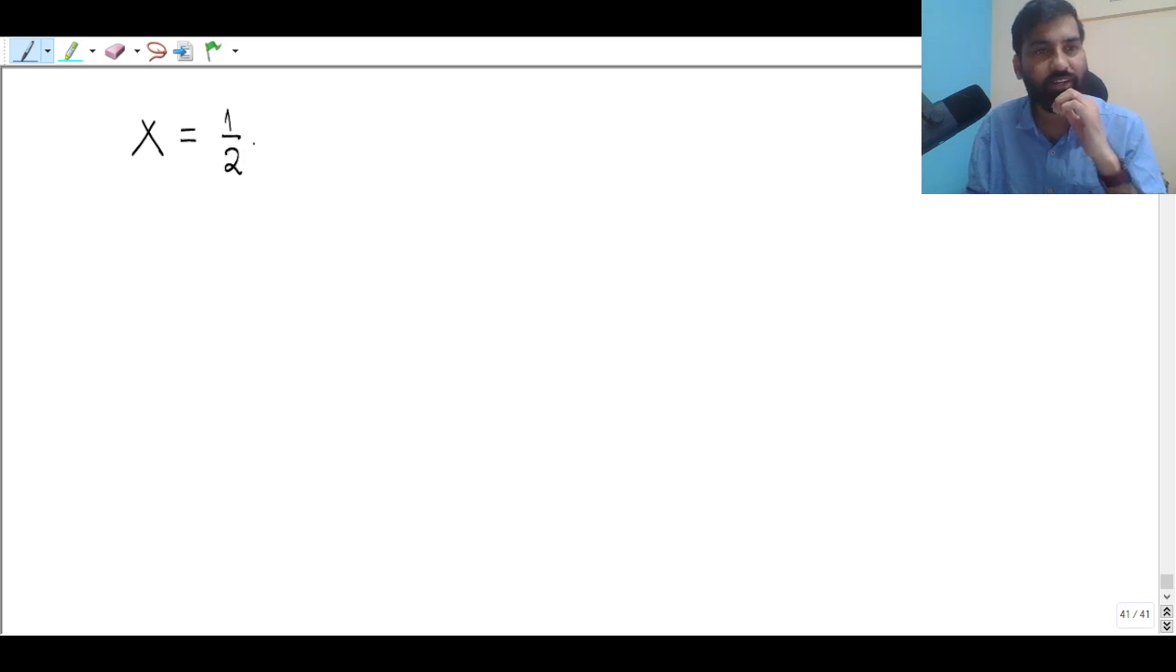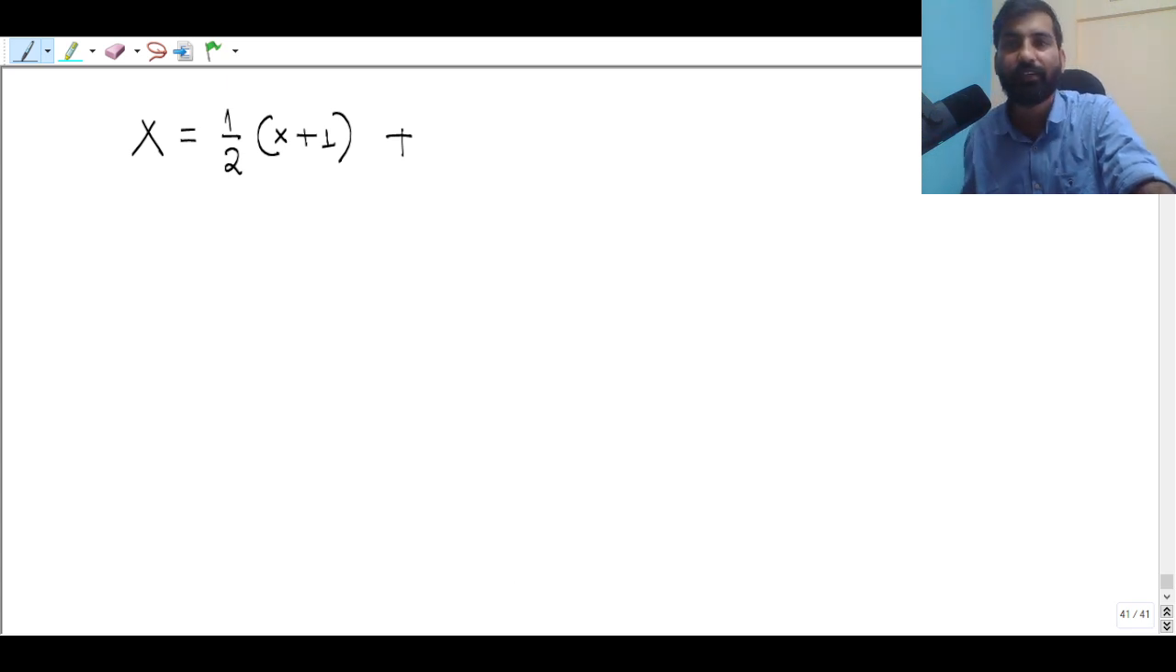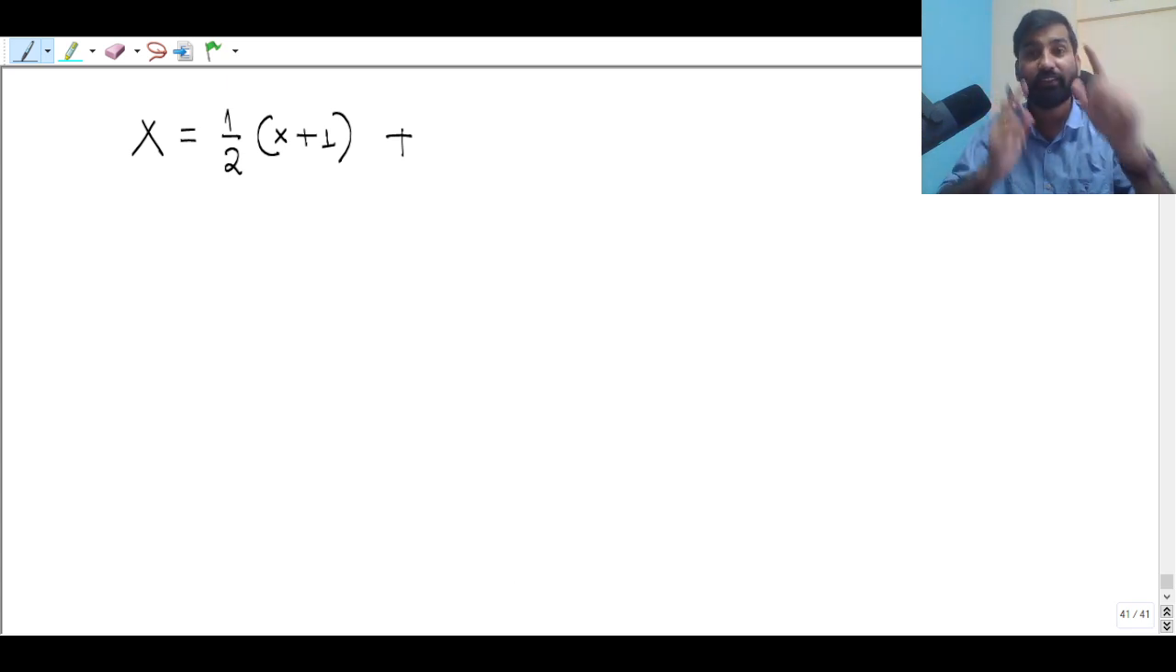That is nothing but 1 by 2. But since you haven't achieved the goal, what you will do here is throw the die x number of times again. But one throw has already been wasted, right? So you have to add 1 here, plus. This is case 1 that you can see. This is the first thought process.